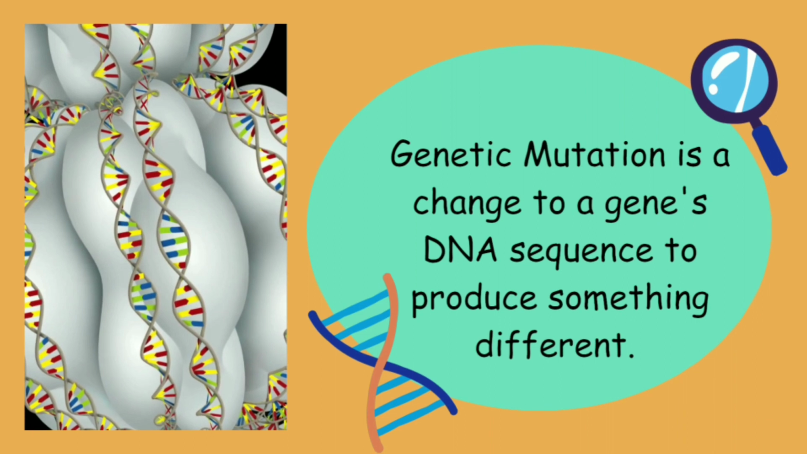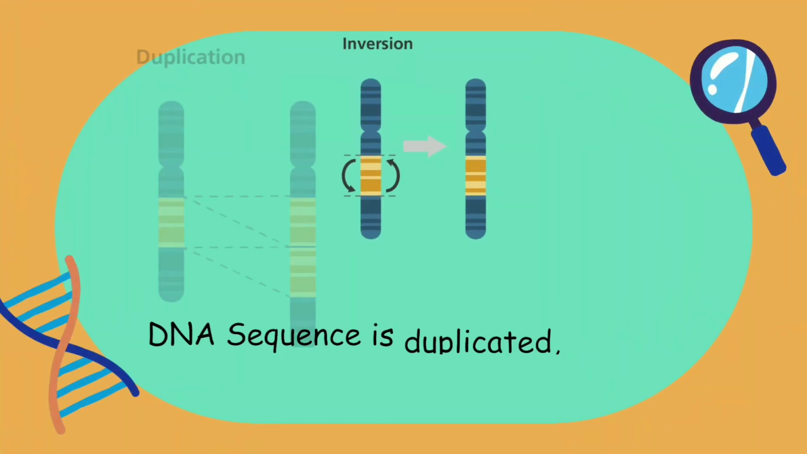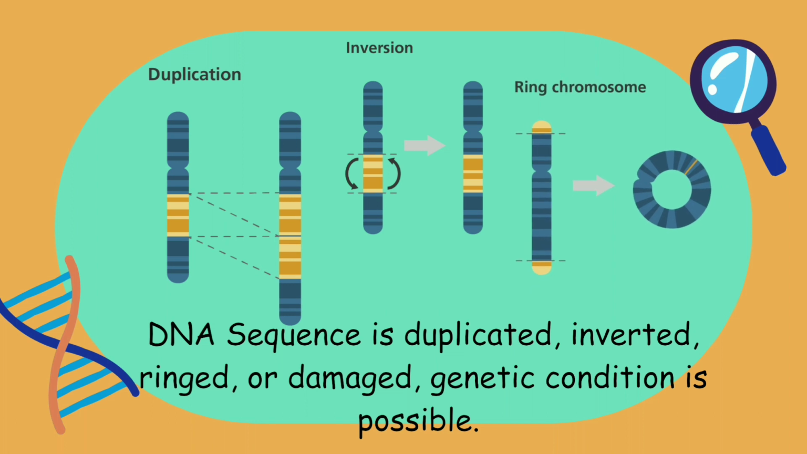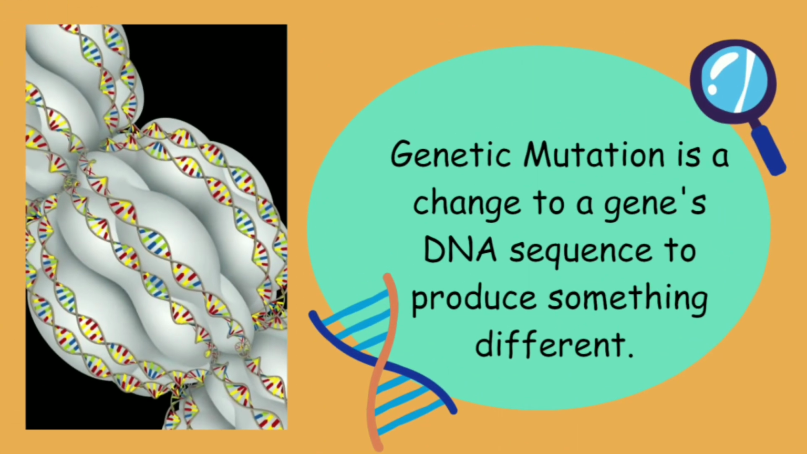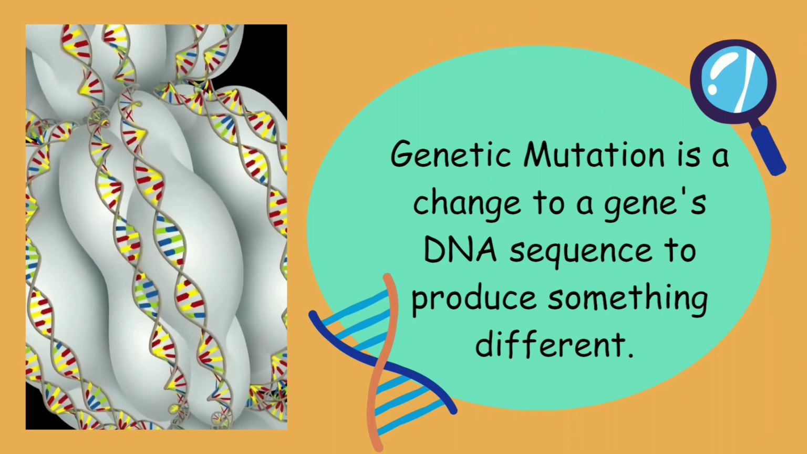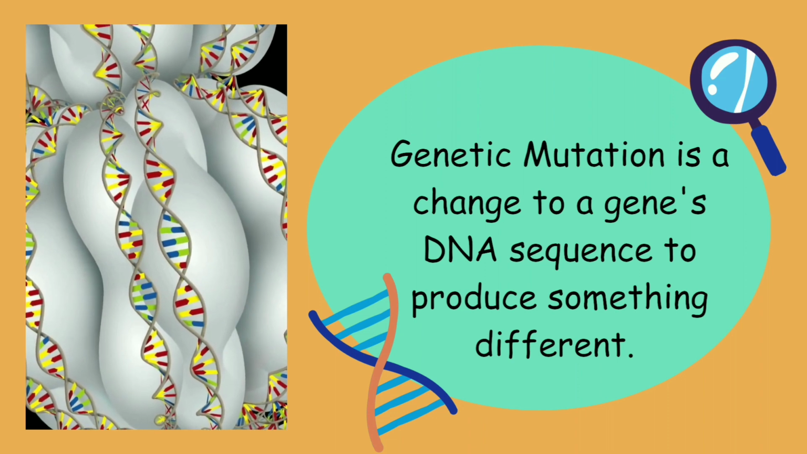If part of your DNA sequence is in the wrong place, duplicated, inverted, ring, or damaged, you might experience symptoms of genetic conditions such as cancer, Down syndrome, and albinism. Or they help humans adapt to their environment over time due to ever-changing environmental conditions.